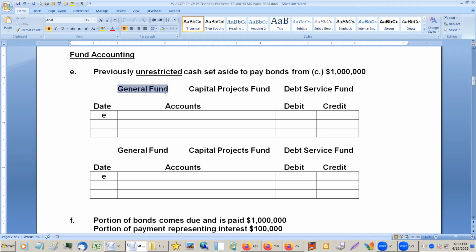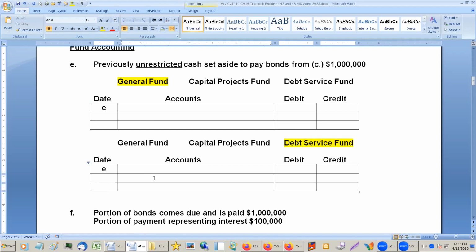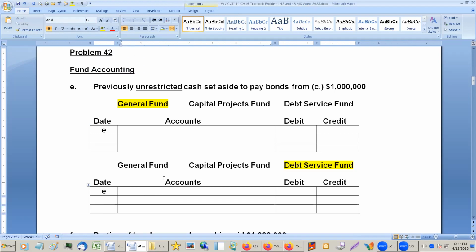So from the general fund, we are going to put money into the debt service fund. The debt service fund is the one that pays off the bonds. The general fund doesn't pay them off; the debt service fund does. So we're going to take money from the general fund and put it in the debt service fund. So what is that going to look like?